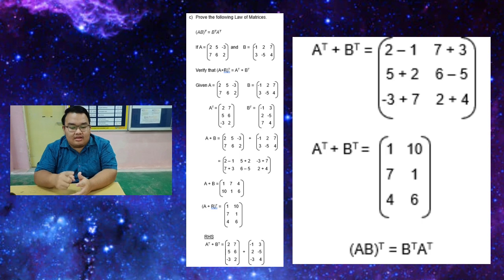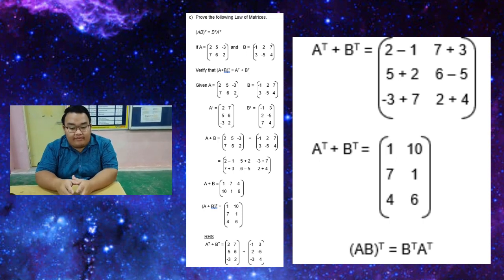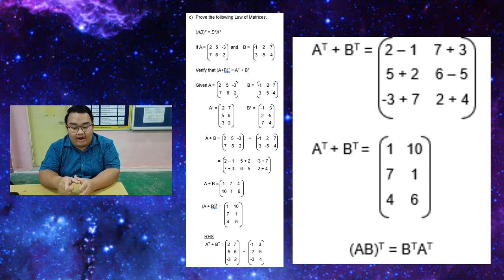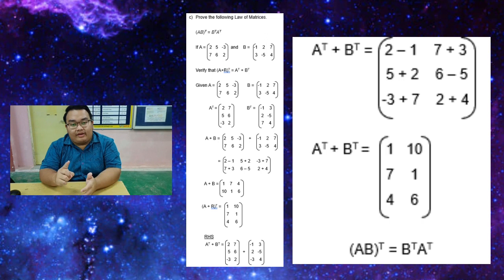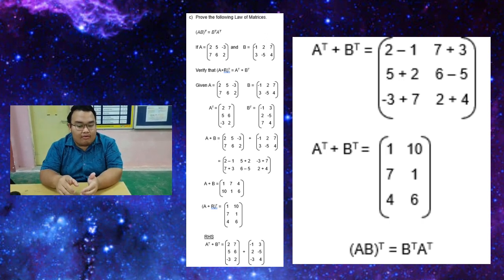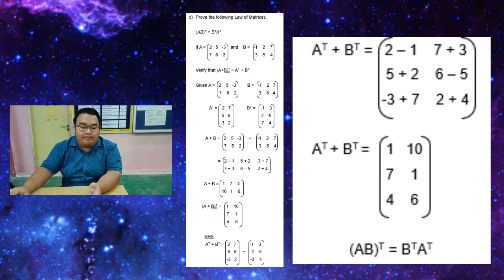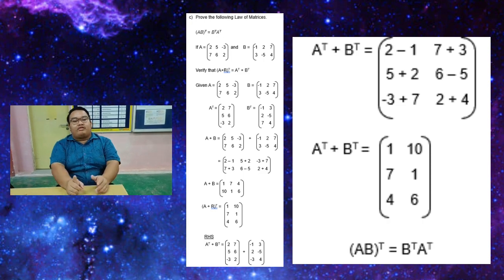5, 6, negative 3, 2 plus in bracket negative 1, 2, negative 3, 3, negative 5, 4. So A transpose plus B transpose in bracket 2 minus 1, 7 plus 3, 5 plus 2, 6 minus 5, negative 3 plus 7, 2 plus 4. So A transpose plus B transpose in bracket 1, 7, 4, 10, 1, 6. In bracket A plus B transpose equal to A transpose plus B transpose. That's all for question C.